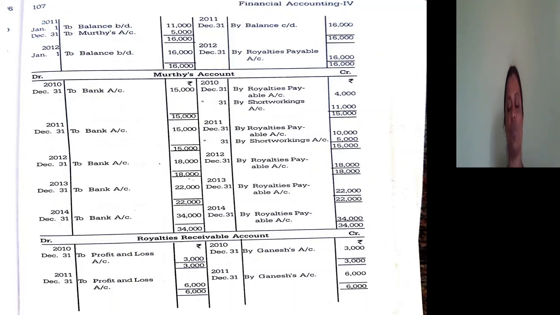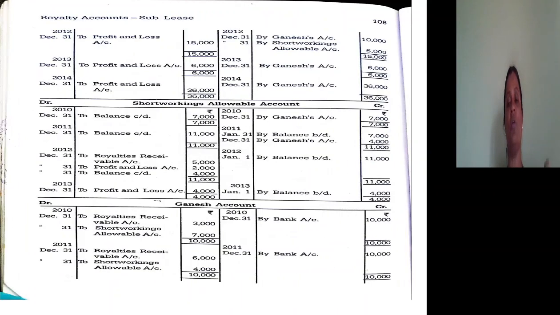Royalty receivable should be transferred to profit and loss account. Short working allowable should be carried forward. The balance in the short working allowable account should be carried forward to next year. Then Basu will receive the amount from Ganesh. Journal entry: bank account debit to Ganesh account 10,000, so that both accounts get closed. Short working account shows a balance that was carried forward to next year.